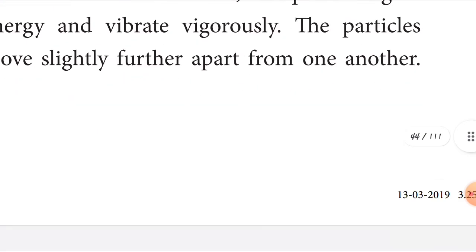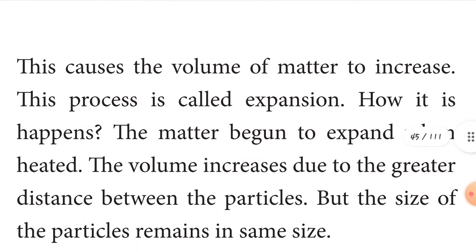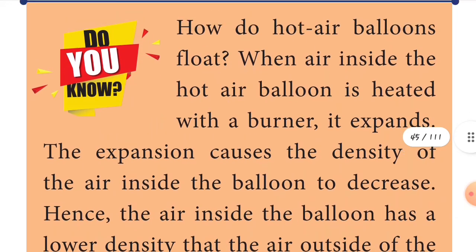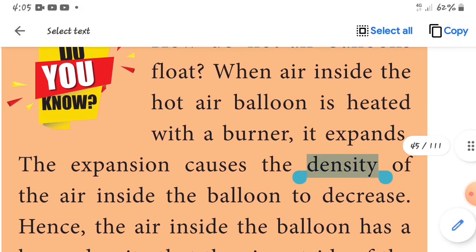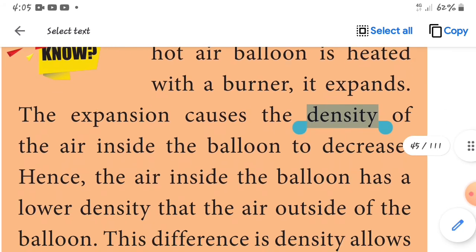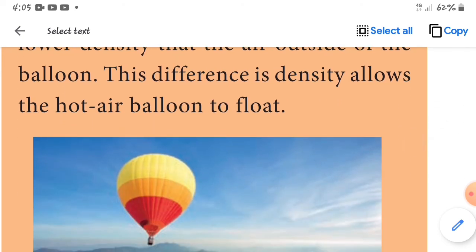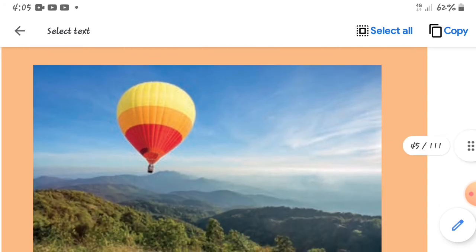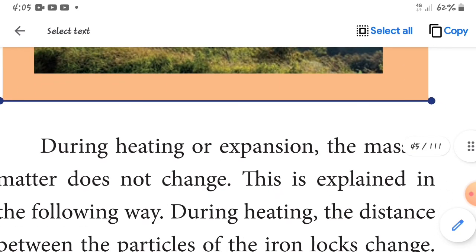Next one, see this box children. How do hot air balloons float? You know children, when the air inside the hot air balloon is heated with a burner, it expands. The expansion causes the density of the air inside the balloon to decrease. So the air inside the balloon has a lower density than the air outside the balloon. This difference in density allows the hot air balloon to float. This is clear to you children? Yes. Now let's see.